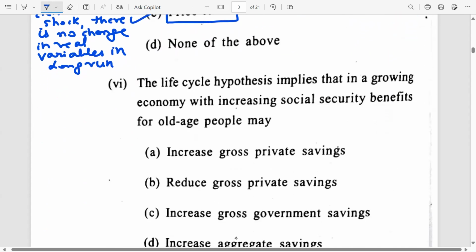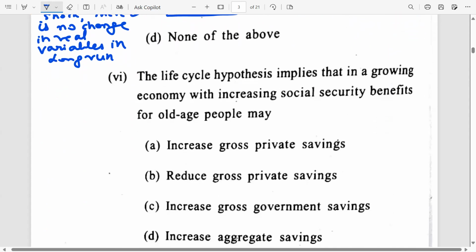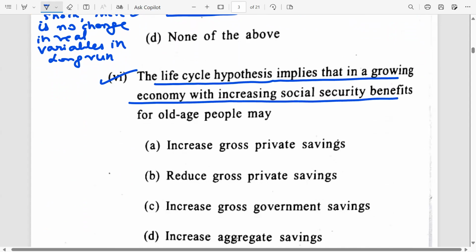Okay. And now let's look at the last part I plan to do for today. Part 6. The life cycle hypothesis implies that in a growing economy with increasing social security benefits for old age, people may have what impact on savings? So obviously, when social security benefits are going to increase.